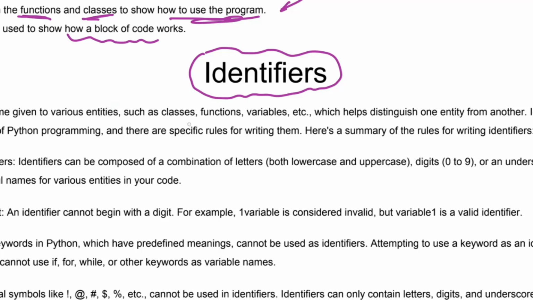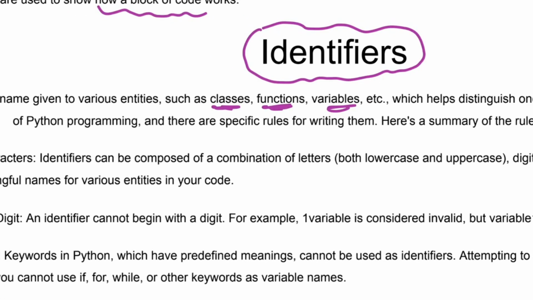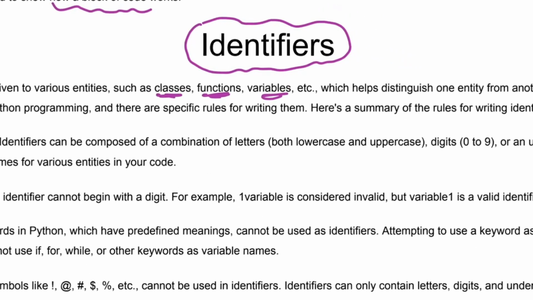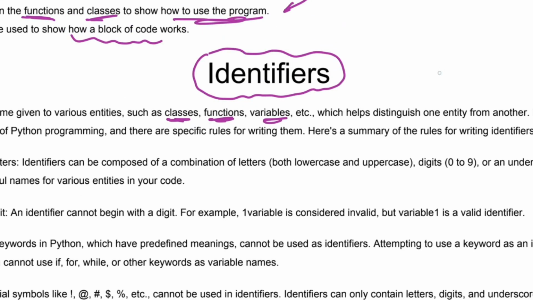There are various entities such as classes, functions, and variables. So the first thing is you have to name them. Any name given to a class, function, or variable is called an identifier. The word itself means you are using it to identify something. For example, if you are naming a function, you will write def. Def is actually a keyword. Then you'll name the function.